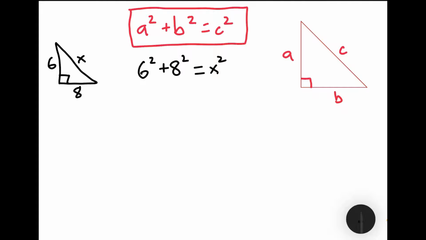And now our third step is using algebra to solve for the missing variable, in this case x. So 6 times 6 is like saying 6 squared, and that gives me 36. 8 squared is like saying 8 times 8, that gives you 64, is equal to x squared. Now 36 plus 64 is equal to 100, and that's equal to x squared.